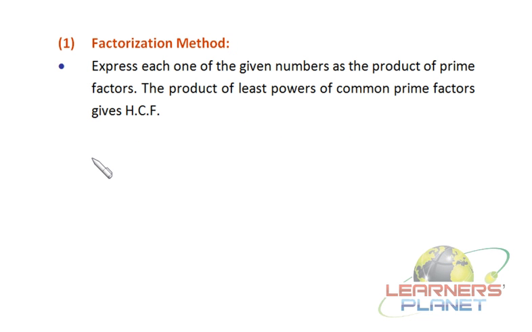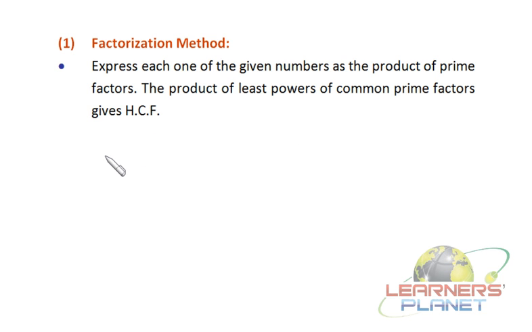Now let's discuss the methods to find out the HCF of two or more numbers. First of all, we just discussed the factorization method. We have already taken 2-3 examples. Now let's discuss the method in detail. First of all, express each one of the given numbers as the product of prime factors. Then the product of the least powers of common prime factors gives the HCF.